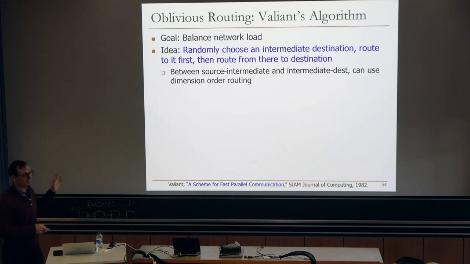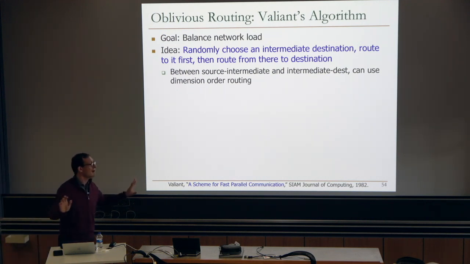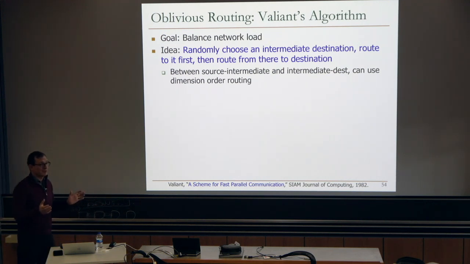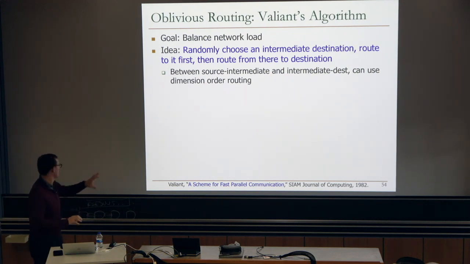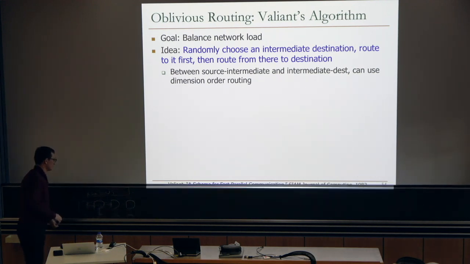Basically, the idea is very simple. The goal is to balance network load. We don't care about latency here. We want to utilize the links as much as possible and balance the load that we have. Then what do you do? In a simple way, basically, the idea over here is to randomly choose. You don't route from x to y directly.